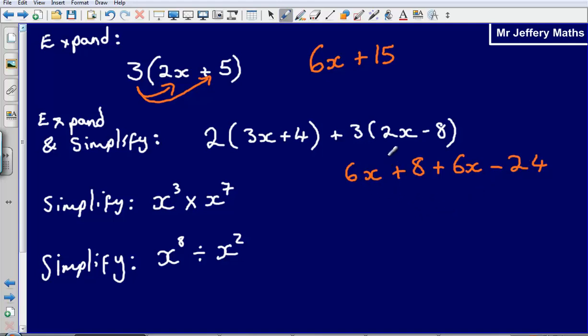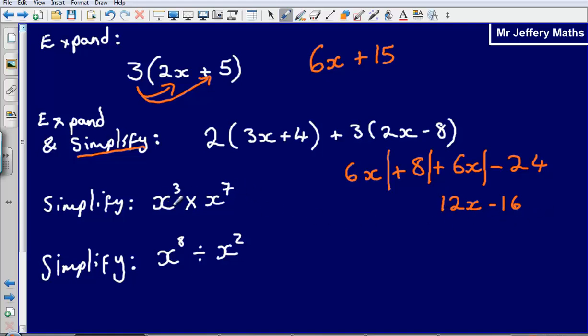So now we just need to collect these together. I like to put the barriers in front of the plus or minus signs. Just helps you to see exactly what we're doing. And to get full marks we need to simplify. So that means collect the like terms together. 6x plus 6x, that's going to give us 12x. And then we've got plus 8 minus 24, that's going to give us minus 16. So our final answer would be 12x minus 16.